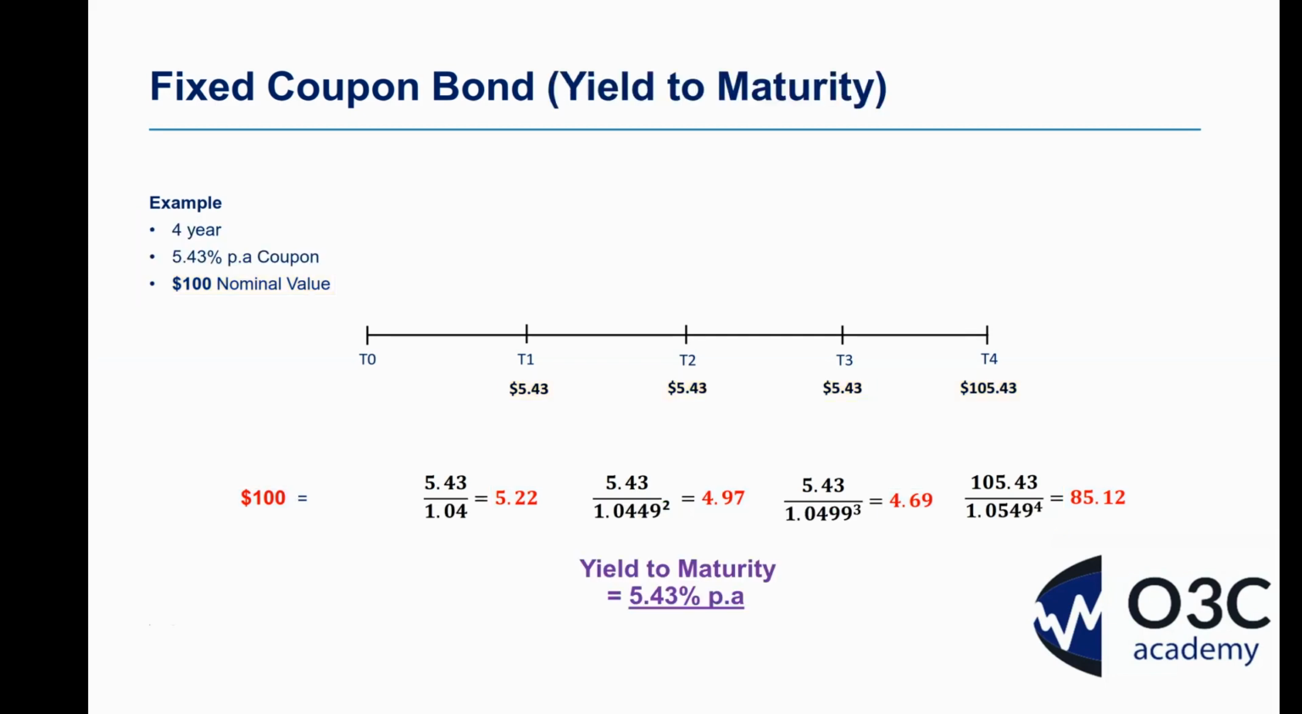It actually comes in at 5.43% per annum. That's our yield to maturity. So that's a weighted average of those zero rates. And that's our yield to maturity. That's what it's all about.